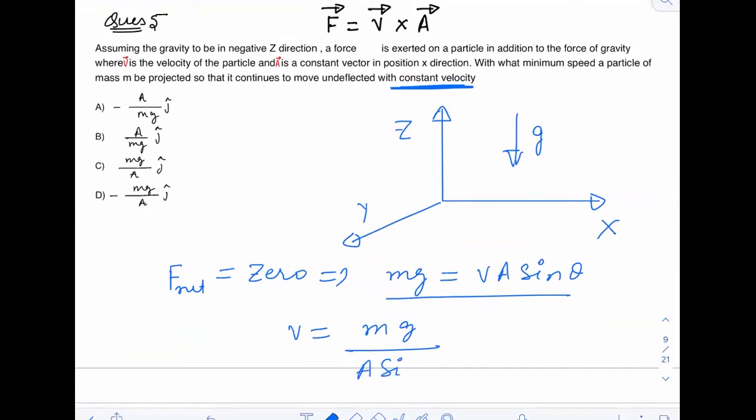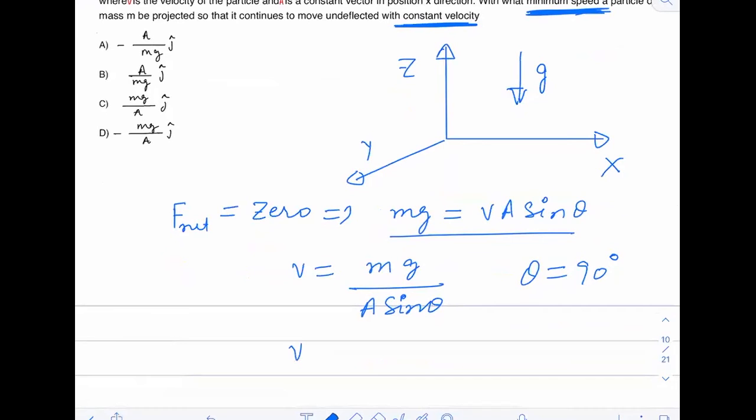Now, it is asking what should be the minimum speed. When this speed will be minimum, what should be the condition? Sine theta is maximum, correct. That means theta must be 90 degrees. So the velocity value becomes mg by A now.